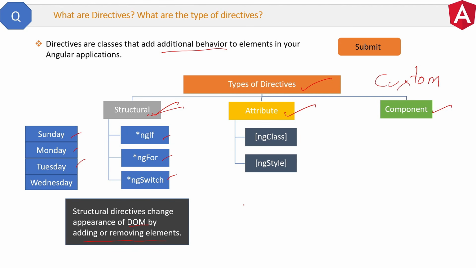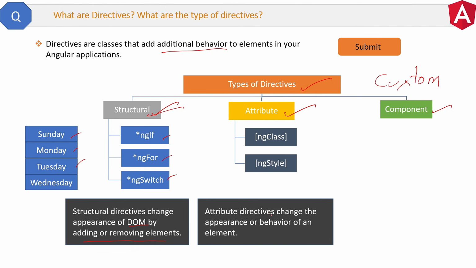Now, attribute directives. The definition of attribute directive is: attribute directives change the appearance or behavior of the element. Above, the color change submit button example I gave already is the example of attribute directives only. ngClass and ngStyle are the types of attribute directives, which I will discuss in detail in upcoming questions.